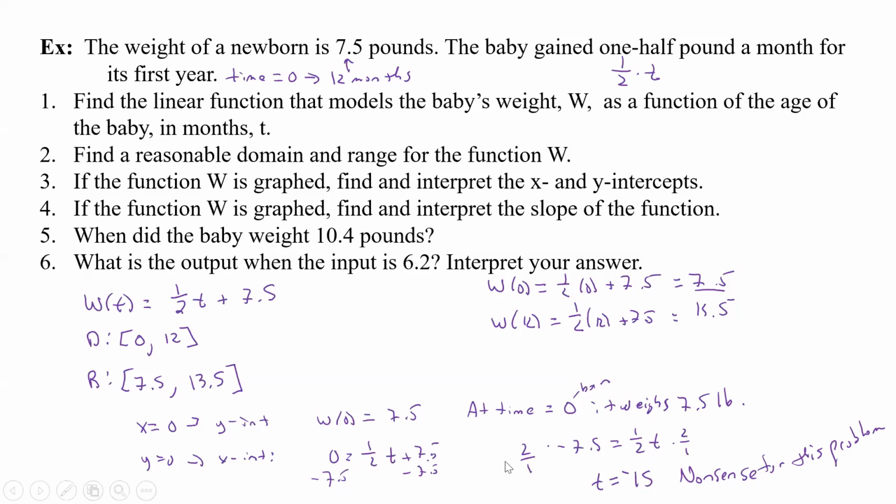All right, so now what about the slope, okay? So slope is equal to 1/2, right? It's 1/2 t. So m is equal to 1/2. And from that, what does that mean? The baby gains 1/2 a pound per month. So that's really what that means, and the interpretation.